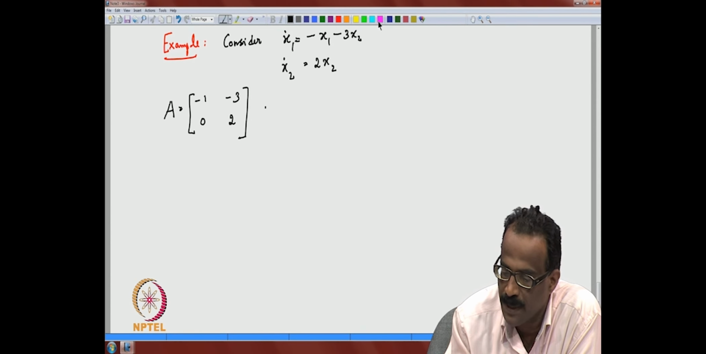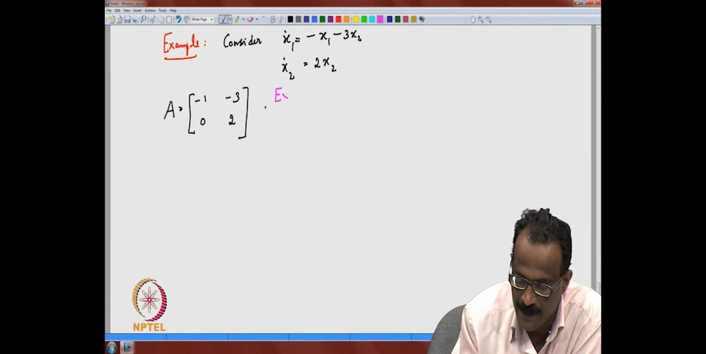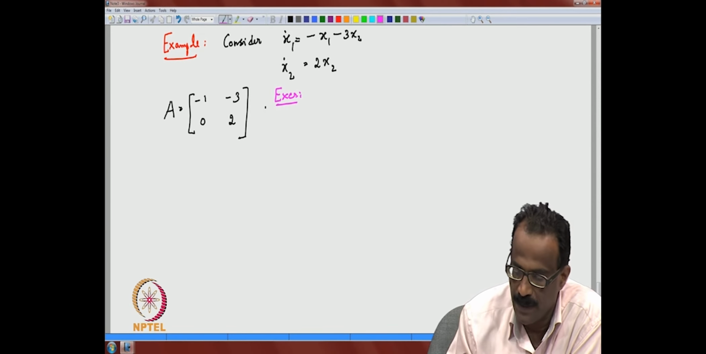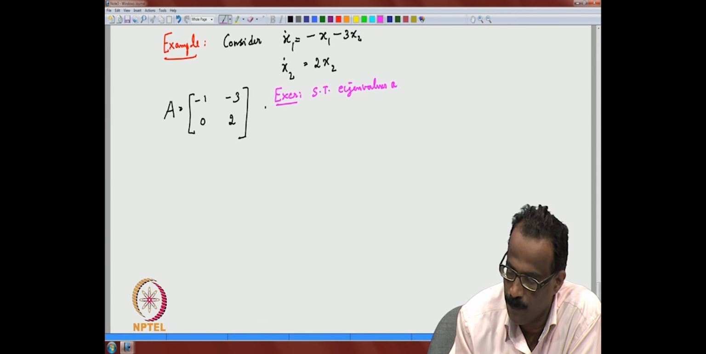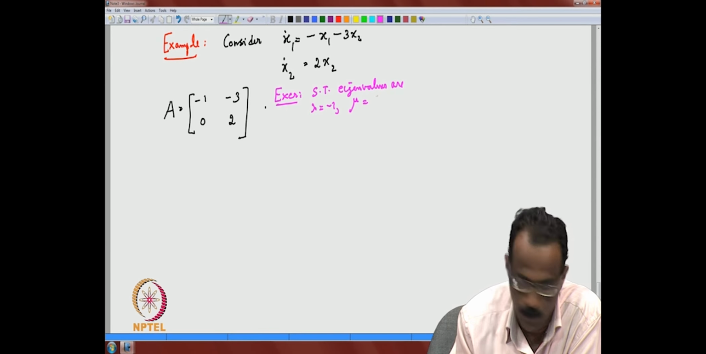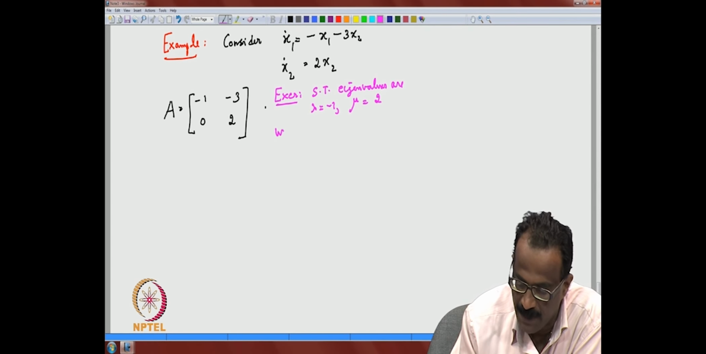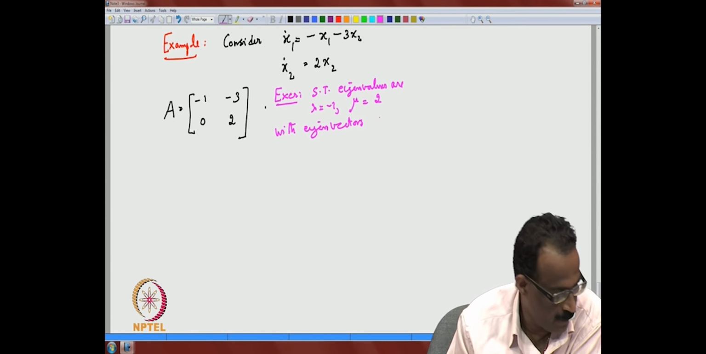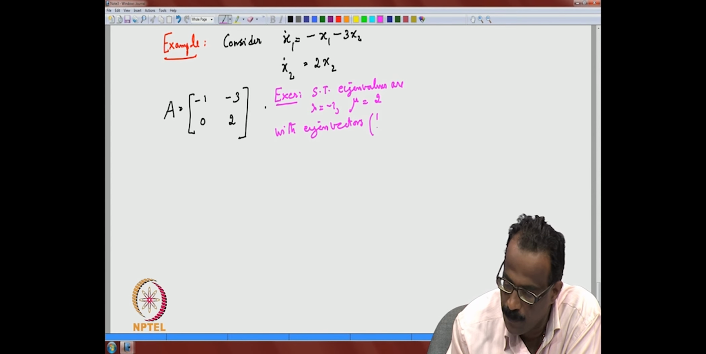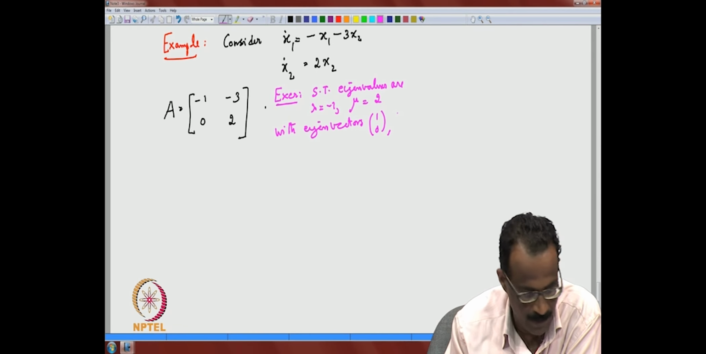Here is an exercise for you. Show that the eigenvalues are immediately known. Eigenvalues are lambda equal to minus 1 and mu equal to 2. Find the eigenvectors: the eigenvectors are (1, 0) and (minus 1, 1).